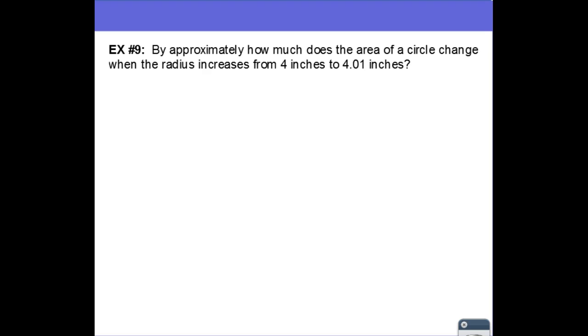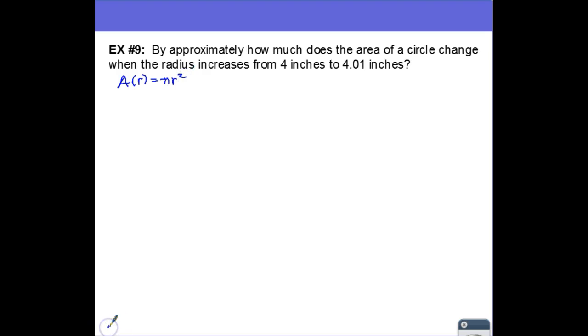In example 9, they want to know by approximately how much the area of a circle changes when the radius increases from 4 inches to 4.01 inches. So I guess I need to know what the area of a circle is. From geometry, you may recall that the area as a function of r is equal to pi r squared.